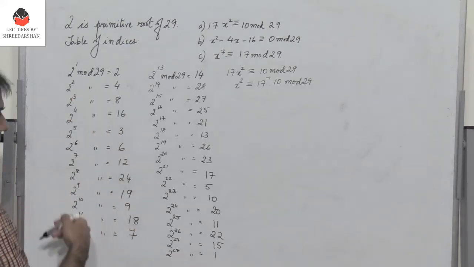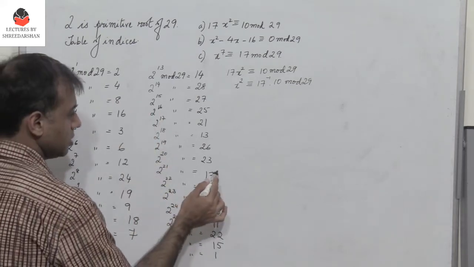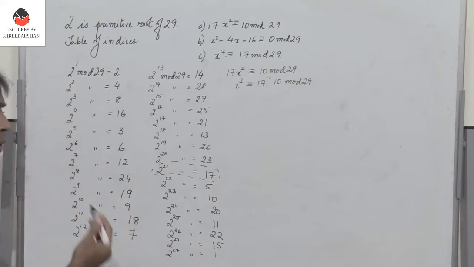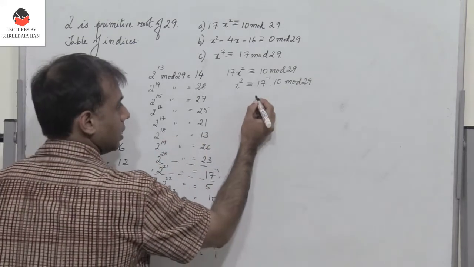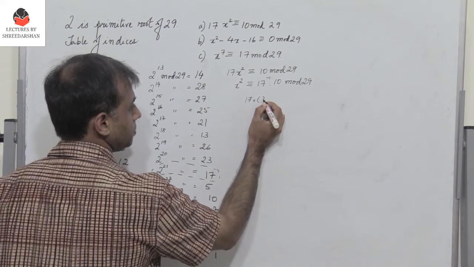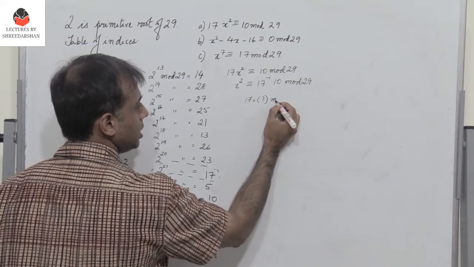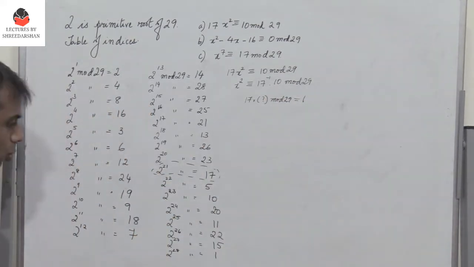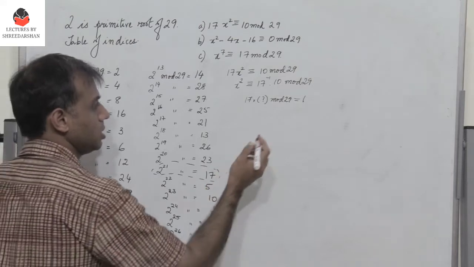Now if I observe from this table, what is 17? 17 is 2 power 21. Now how do I get the inverse? 17 into a given number in mod 29 should give me 1. 1 is nothing but 2 power 28.